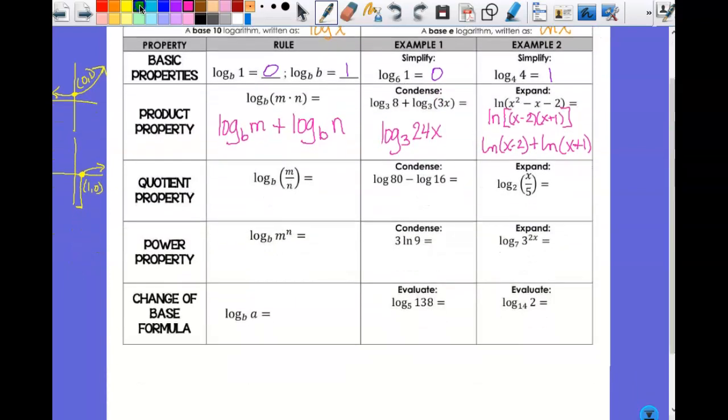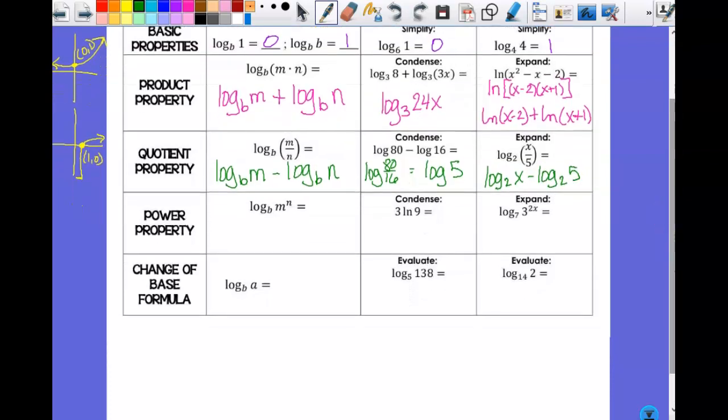So then we have the quotient property. We're dividing, so we're going to subtract: log base b of m minus log base b of n. So here when I condense, this becomes the log of 80 over 16, which becomes the log of 5. And then to expand, this just becomes log base 2 of x minus log base 2 of 5. Everybody okay with that? Yes?